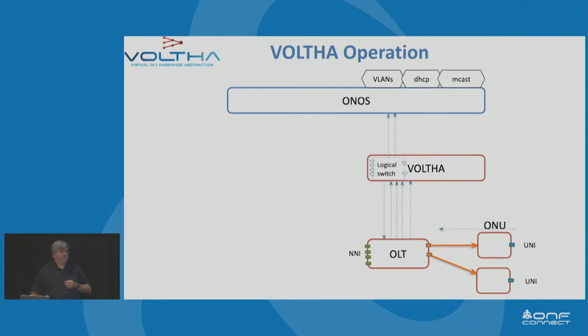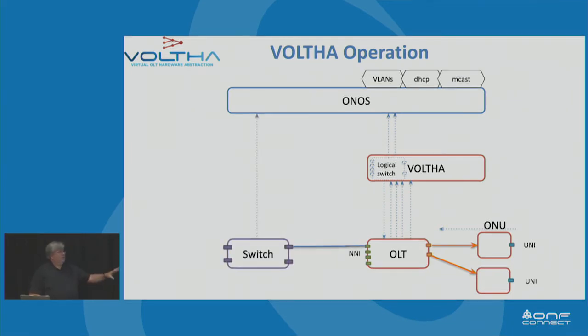So on top of ONOS, we will run a variety of ONOS apps. These apps will do things such as implement a VLAN abstraction. We will do DHCP trapping. We can implement multicast, authentication, stuff like that.